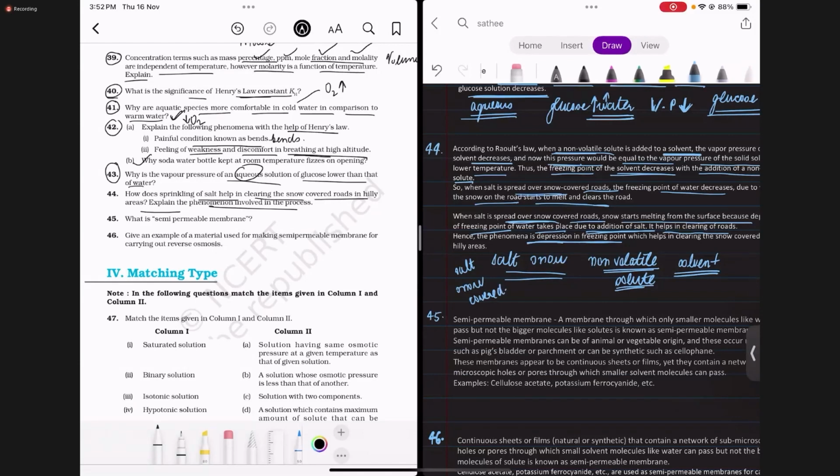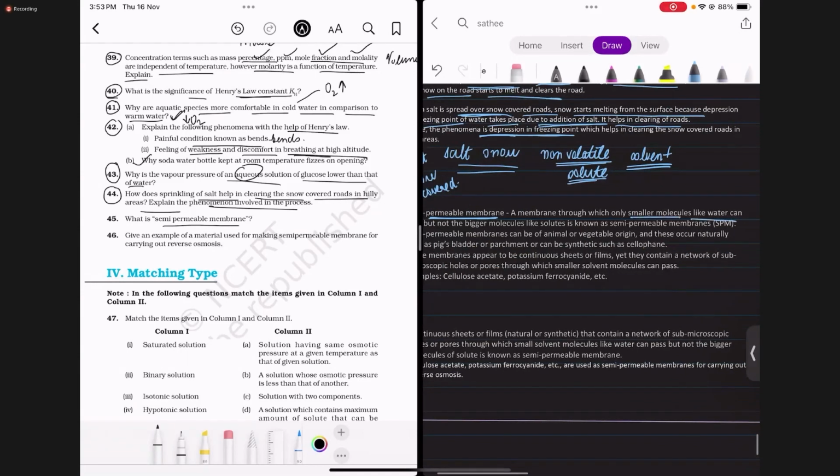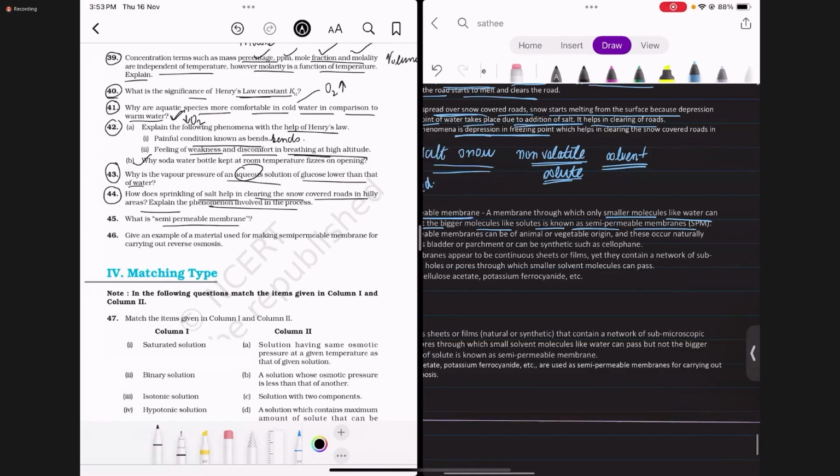Now we come to question number 45. What is a semi-permeable membrane? So a semi-permeable membrane is a membrane through which only smaller molecules like water can pass, but bigger molecules like solutes cannot pass, and it is known as semi-permeable membrane or SPM.